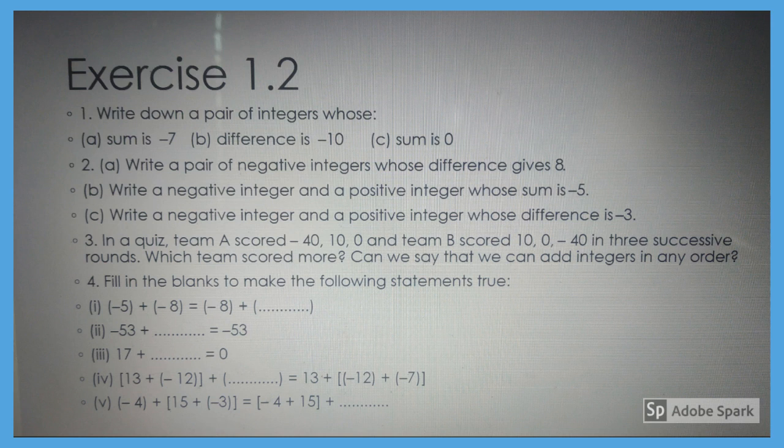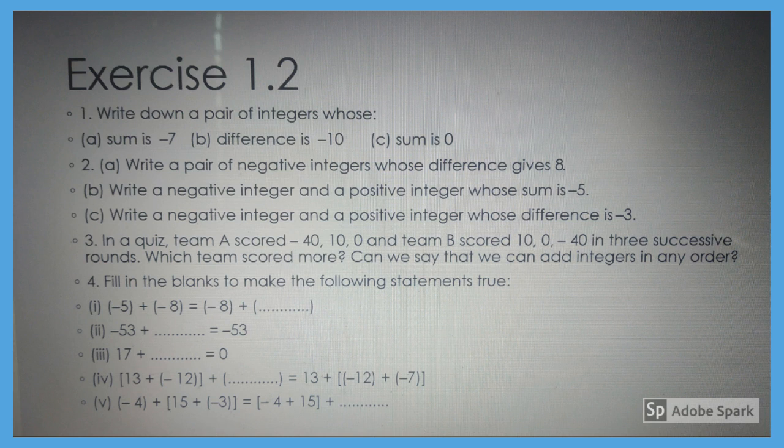Now the third one. In a quiz, team A scored -40, 10, 0 and team B scored 10, 0 and -40 in 3 successive rounds. Which team scored more? Can we say that we can add integers in any order? So which team scored more, guys? You can see that this is the commutative property, right? They're asking, can we say that we can add any integers in any order? So that is the commutative property. Let's see the answer afterwards, okay? Let's not spoil the answer part.